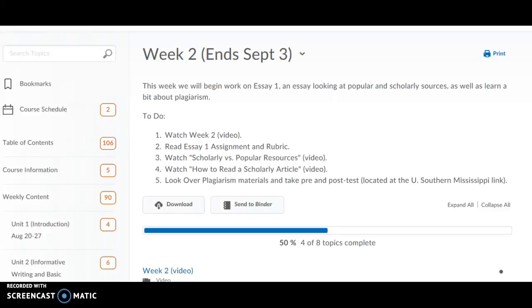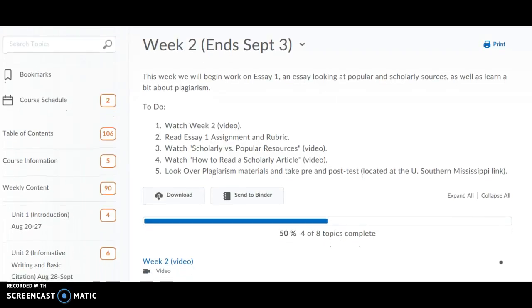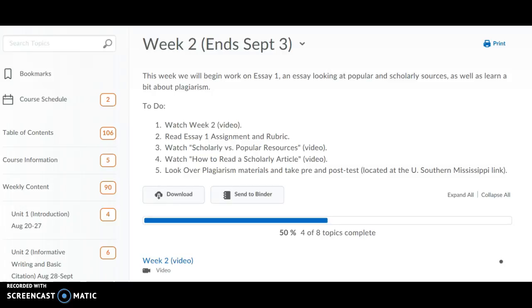So in Unit 2, we are going to start doing not really a research paper in quite the way you have thought of them traditionally, but we're going to start looking at scholarly and popular sources, okay? So, to do this week, and I'm going to go into some more detail than I did last week.